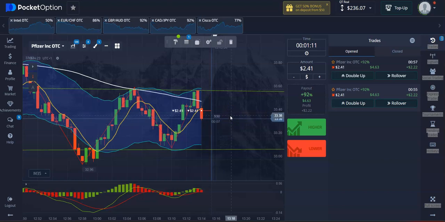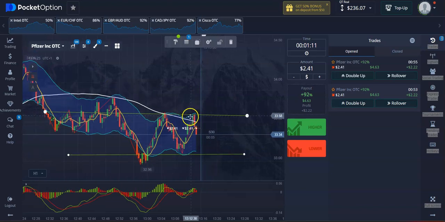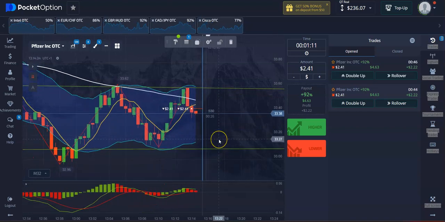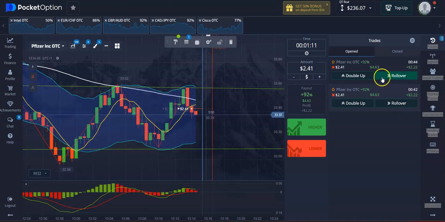Okay, so we just starting, right? So we just placed two trades right there because, if the price chart follows the pattern, this price will meet this support level right here, and we'll be able to score these two trades.